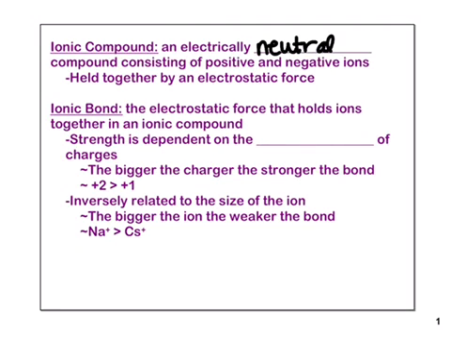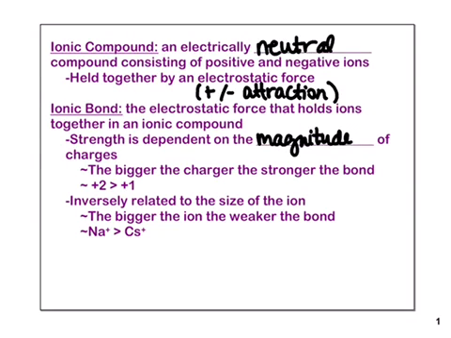An electrostatic force is simply a force that's created between the attraction of a positive and a negative substance. So in this case, that would be an ion. So an ionic bond is the electrostatic force that holds ions together in an ionic compound. The strength is going to depend on the magnitude of the charges. So that means that the bigger the charge, the stronger the bond.